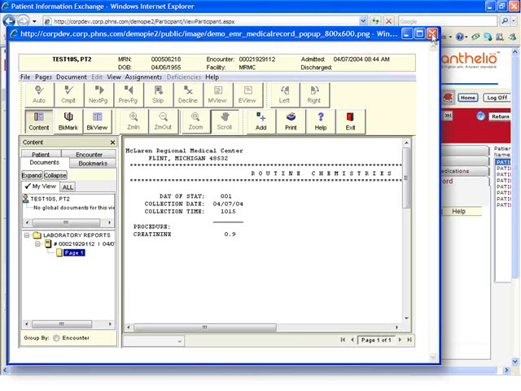Hopefully this is providing enough information to introduce you to how patient information exchange can work in your environment and help improve the satisfaction of your physicians, to help minimize some of the cost of keeping the physician satisfied with that workflow and help improve patient care.